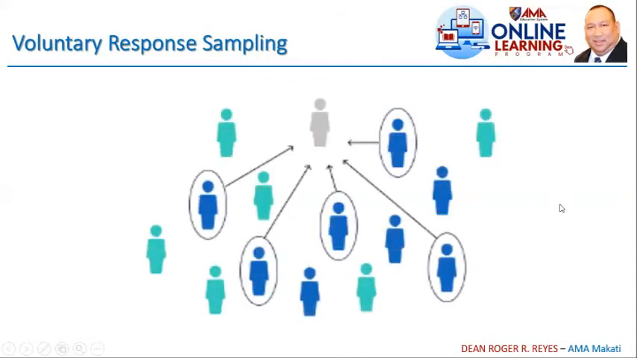Convenience, voluntary. So ito naman in graphical representation, sila ang sasagot. Selected. Katulad nito, sila lang yung interesadong sumagot. And they do not represent the entire population.